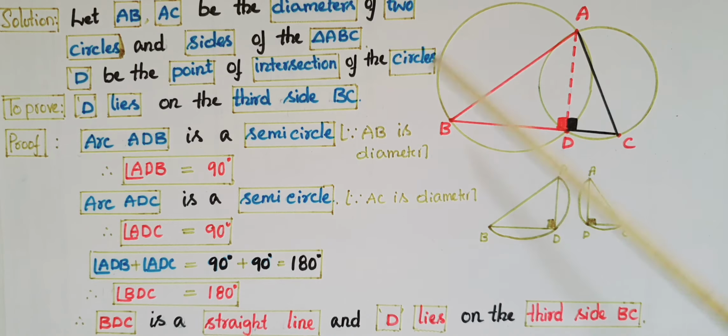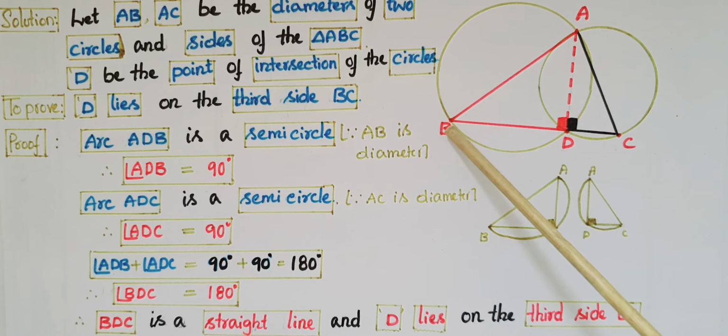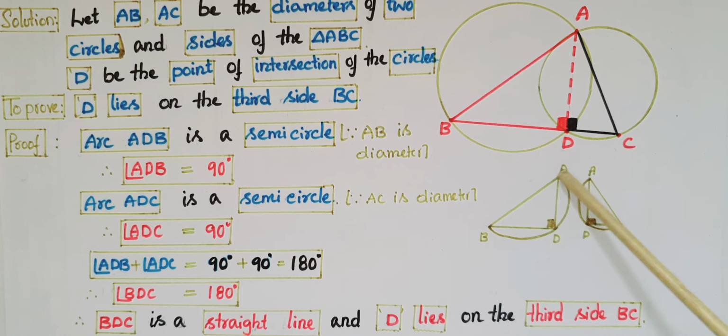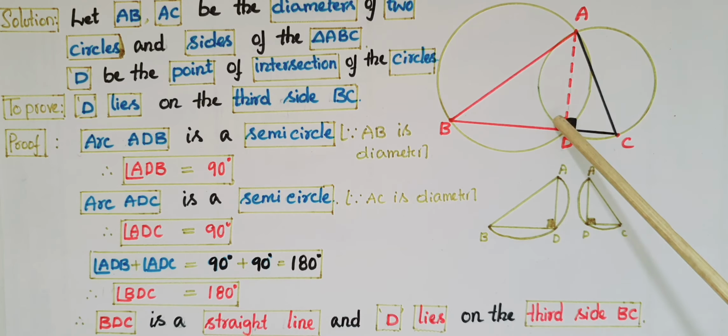Now if you take arc ADB, this is a semicircle. Arc ADB is a semicircle because AB is a diameter. So see here this figure. So here AB is diameter, so ADB is a semicircle. We know that in a semicircle angle is 90 degrees. So angle ADB is equal to 90 degrees. This angle is 90 degrees.